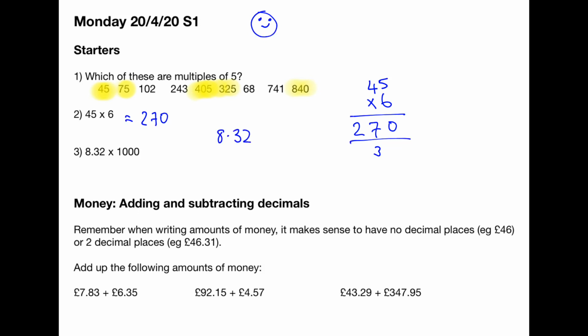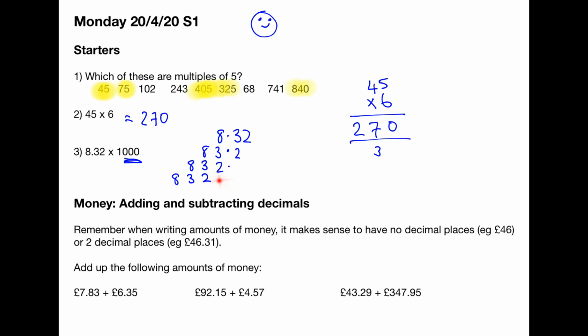Okay, so what we're doing here then is 8.32, and we want to multiply by 1,000. So if we multiplied by 10, the 8 would go here, the 3 would go here, and the 2 there. If we multiplied it by 100, it'd have to move 2 places. So the 8 would be there, the 3 there, the 2 there, and the point's still there. But that's only moved it 2 places. We've got 3 zeros here, so we need to move another place. So 8, 3, 2.